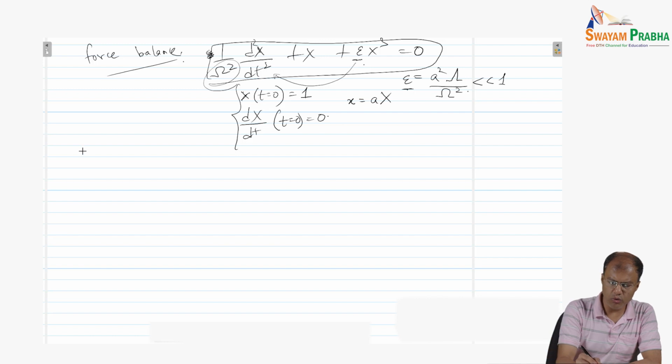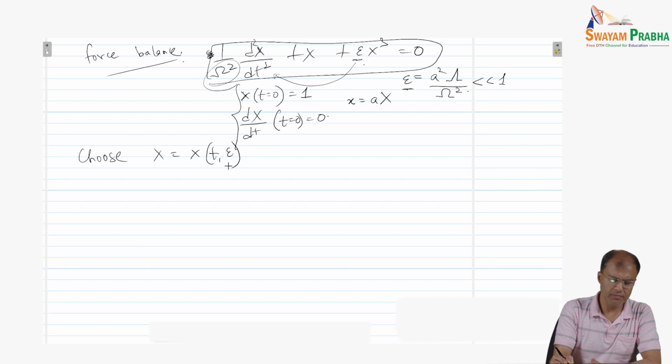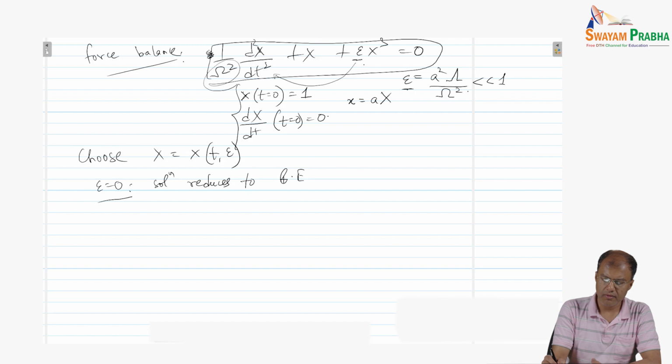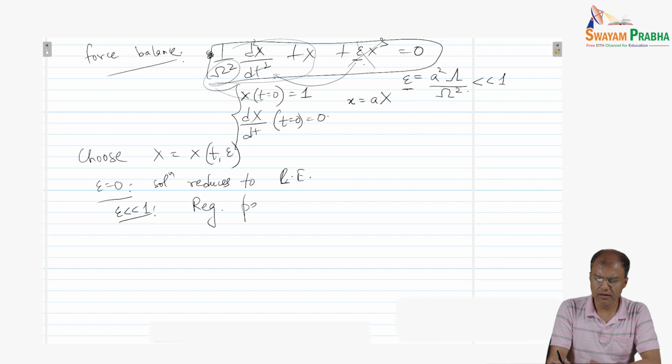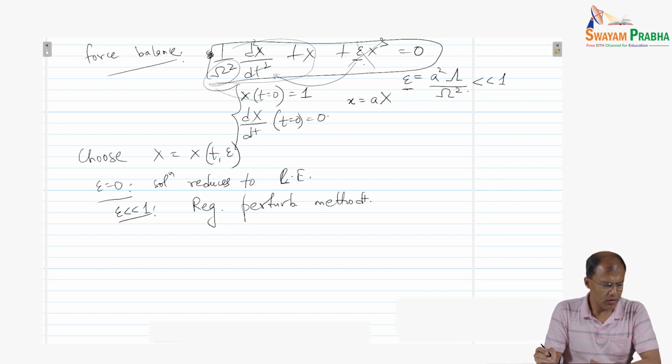So then we can choose our solution x to be x at t comma epsilon, right? So for epsilon equal to 0, our solution reduces to linear system. And for epsilon much less than 1, remember, for epsilon equal to 0, this is the simple harmonic motion, and for epsilon much less than 1, we are going to use regular perturbation method, right?